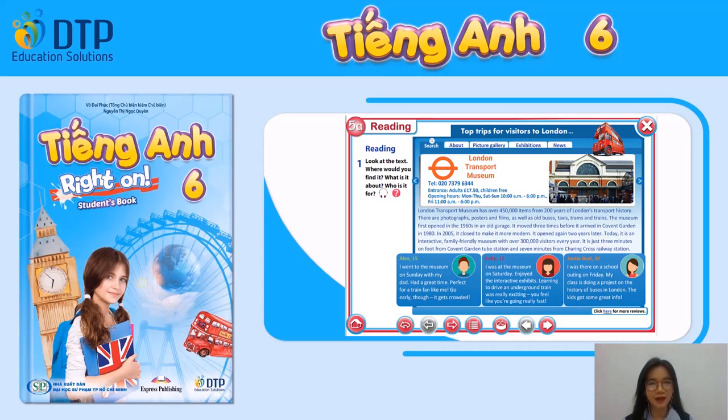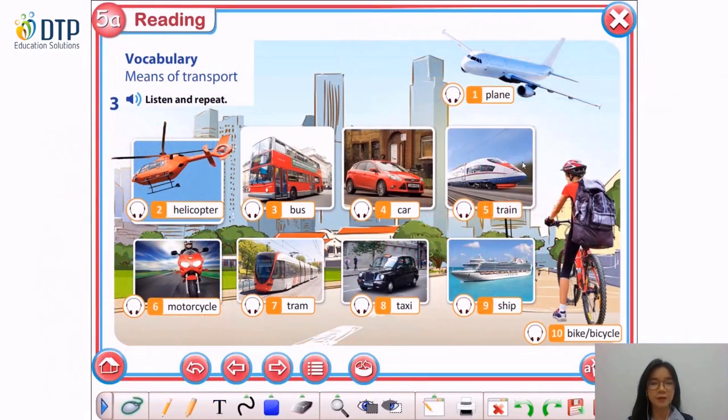In the previous lesson, we read a text about the London Transport Museum. We knew some information about this destination from its opening hours to its history, as well as feedback from the visitors. So, are you ready to find out what we're learning today? Let's start right now. Firstly, I will present means of transport to you. Looking at the pictures, could you guess what means of transport means in Vietnamese?